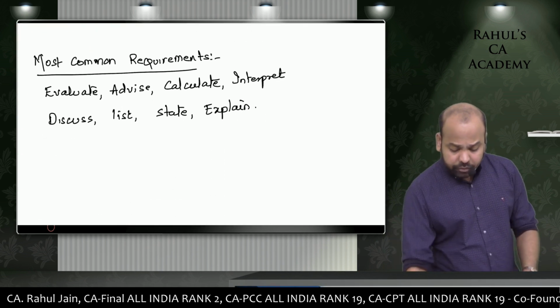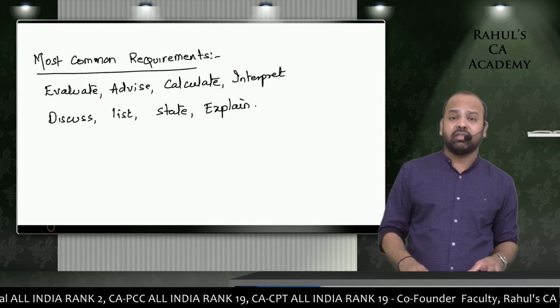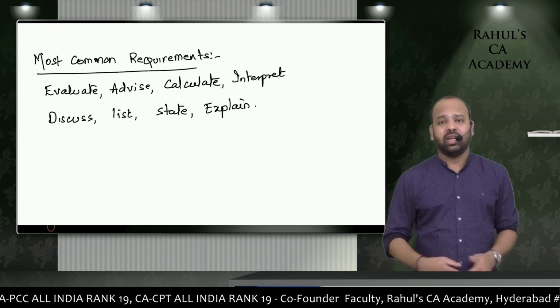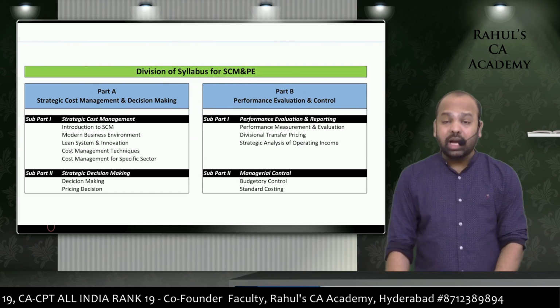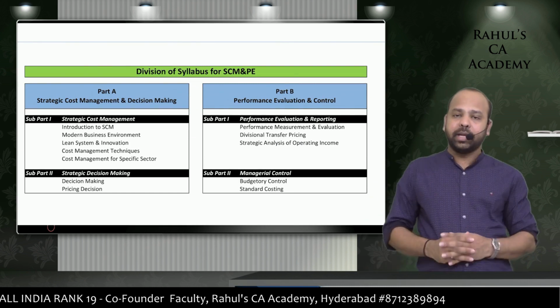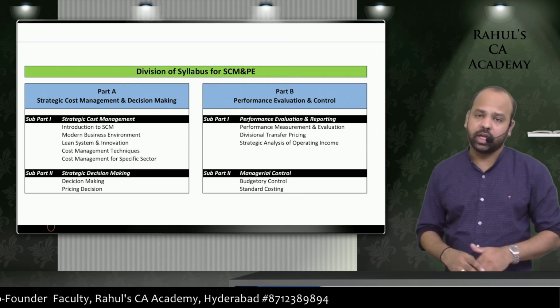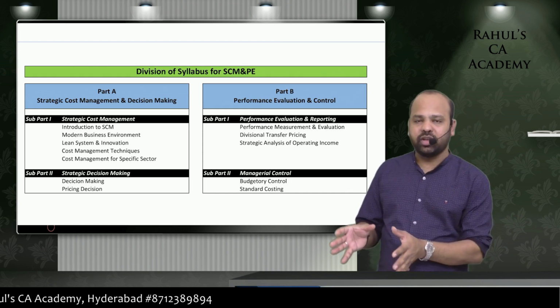If you look at the most common requirements in the examination, you'll always see that the questions start with the words evaluate, advise, calculate, interpret. This is because of the different skill sets expected out of a student. Now, talking about your syllabus of SCMPE, the name of this paper is Strategic Cost Management and Performance Evaluation, which means strategic cost management is one part, performance evaluation is the other part.